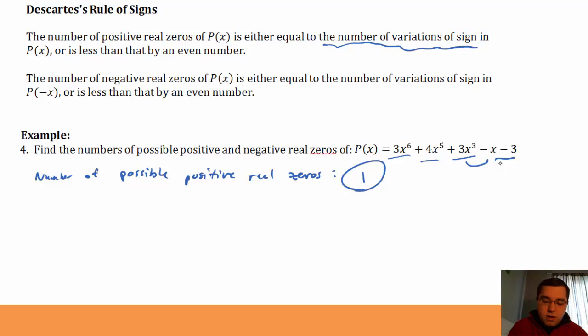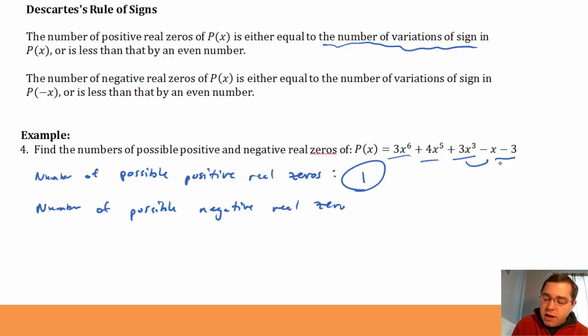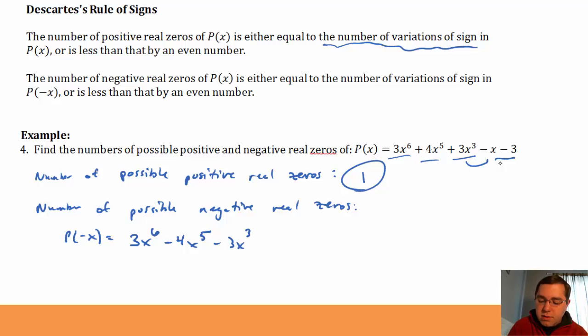Now, the number of possible negative real zeros, I have to look at p of negative x. P of negative x is what I get when I plug in negative x for x. Now anywhere where there's an even power on x, the negative goes away. It doesn't do anything. So it's only going to change the terms that have an odd power of x. So p of negative x is going to be 3x to the 6th minus 4x to the 5th. That one changed sign because it had an odd power. Minus 3x to the 3rd, which had an odd power, so it changed. Plus x, because that has an odd power of 1.